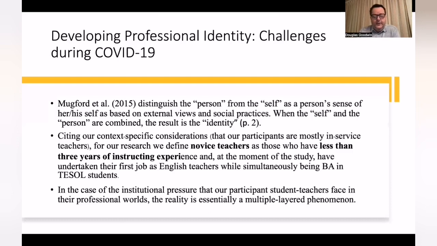And another one of the challenges is, in the case of institutional pressure that our participant student teachers face in their professional worlds, the reality is essentially a multiple layered phenomenon. Imagine the students in our BA programs, the pressures they have to be successful as students, but also as professional teachers in their own schools, the pressures that they have placed upon them as employees. Not to mention in their personal context as friends and family, fathers and wives and daughters and sons, et cetera. Lots of stuff at play here.